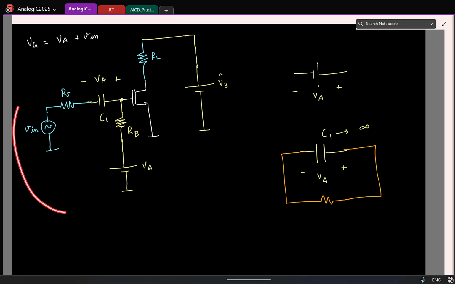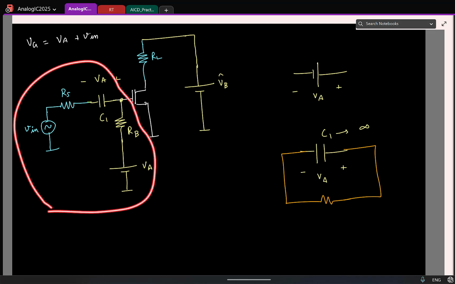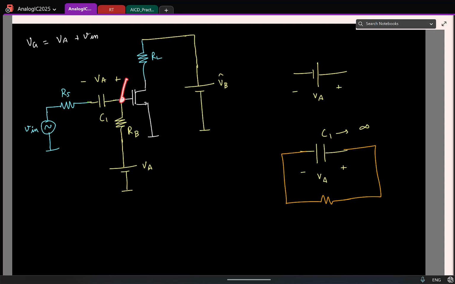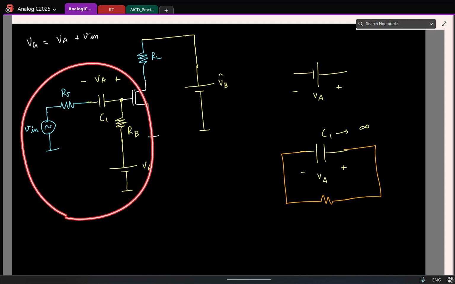For that, let's understand how this part of the circuit operates. Now remember, what is the gate current drawn? 0. So which means I can only consider this part in isolation and see if the voltage at the gate is fine or not, right? So I'll draw this part of the circuit alone separately.